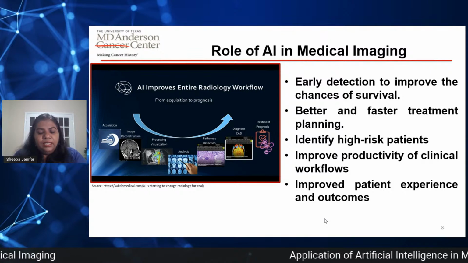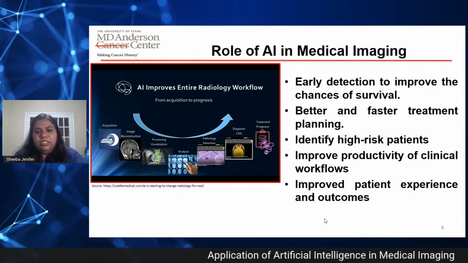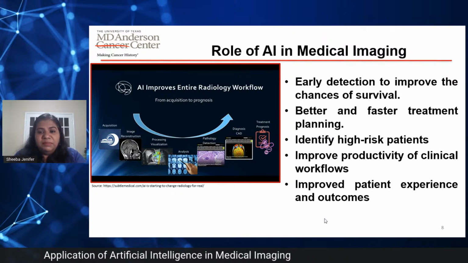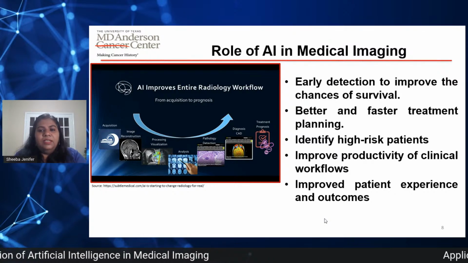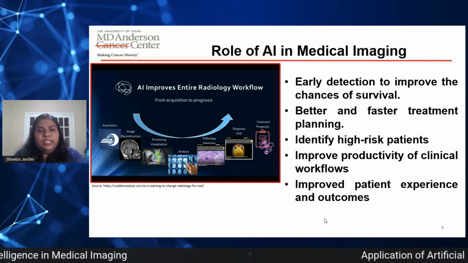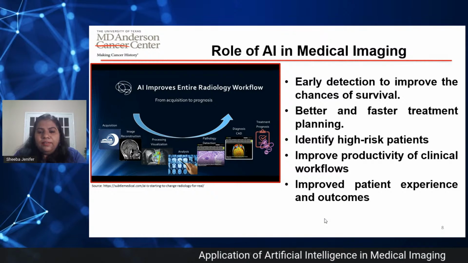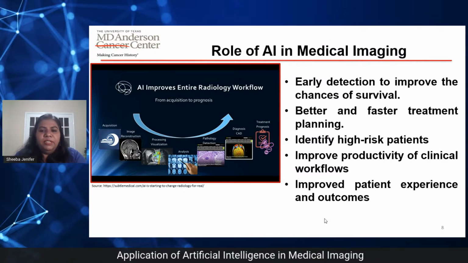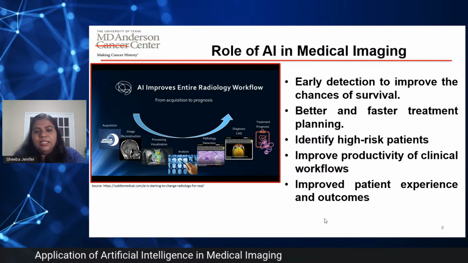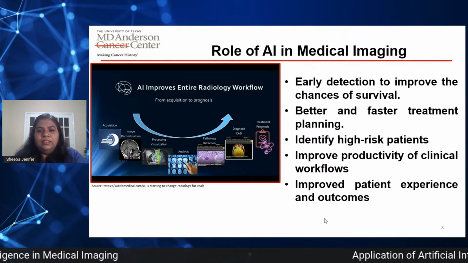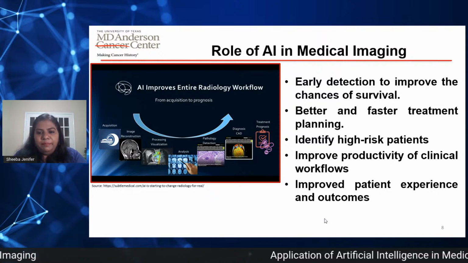And we can quickly identify high-risk patients, right? If these are the features, then this treatment is not going to be useful for this patient, or this treatment will help this patient. Or in other words, I can say precision medicine is possible, right? It's not that the same treatment is given to all the patients. Because of these techniques, you can plan the treatment for each and every patient.